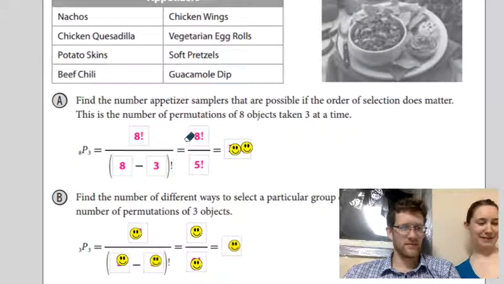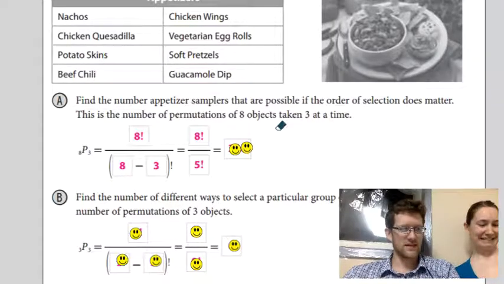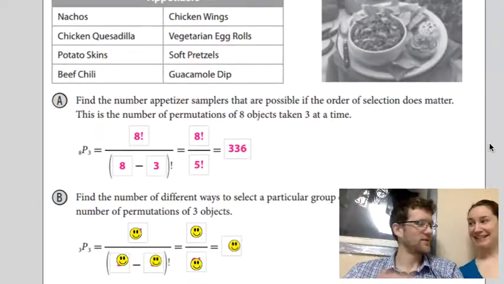Divided by 5. Which gives us a grand total of 336. Good job, you got it. Is that right? Yes.